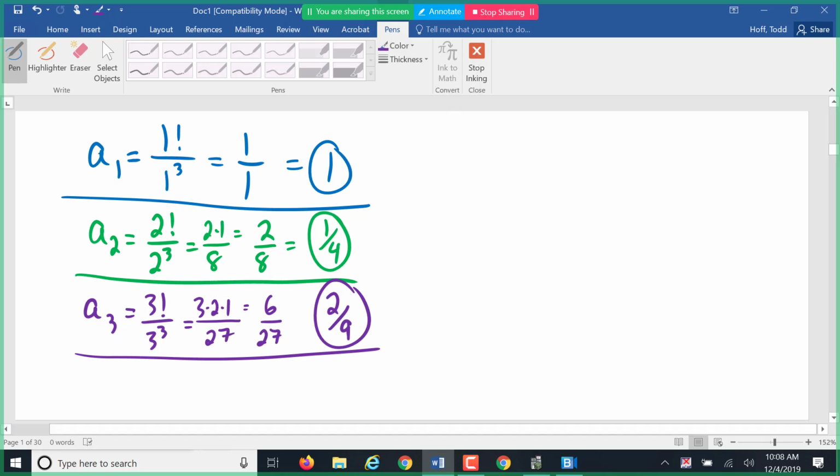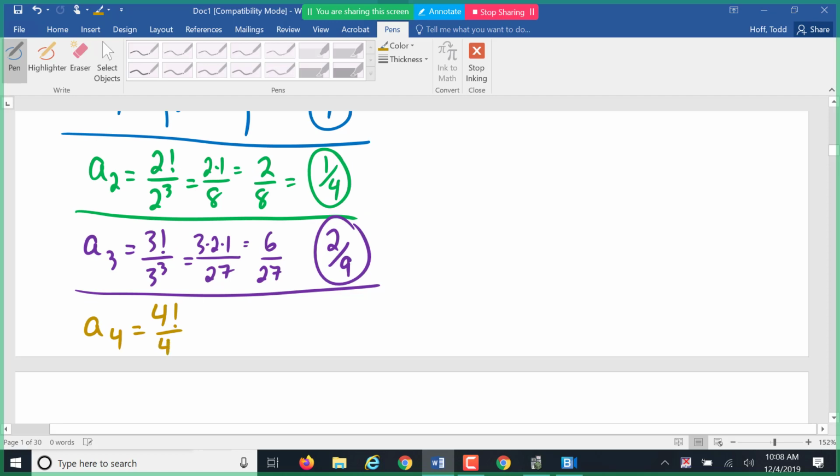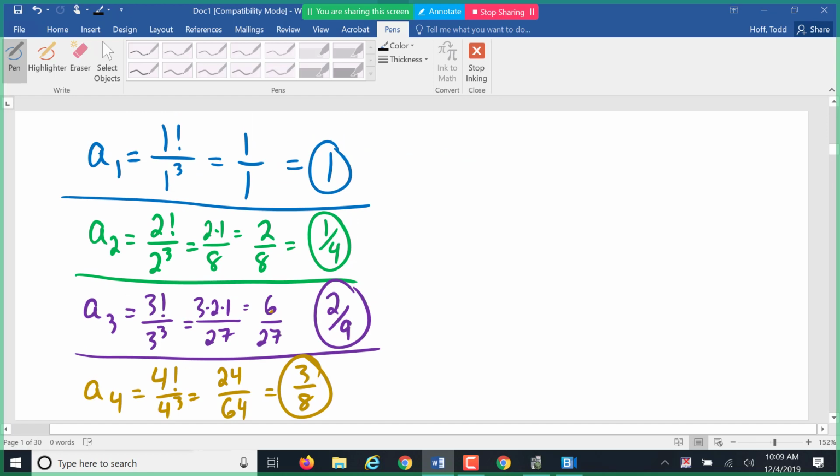And finally, let's do a4. That is 4 factorial over 4 to the third. Four factorial is just 4 times 3 factorial. So 3 factorial is 6, so 4 times 6 is 24. 4 to the third power is 64. Both of those divide by 4. Is there anything bigger? They both divide by 8, actually, to give us 3/8. So those are the first 4 terms of that sequence: 1, 1/4, 2/9, and 3/8. Of course, it will continue.